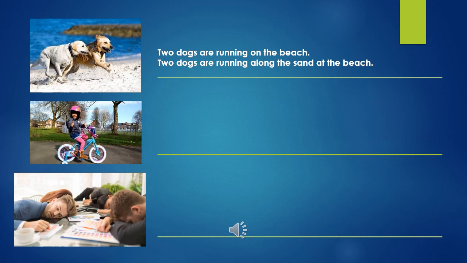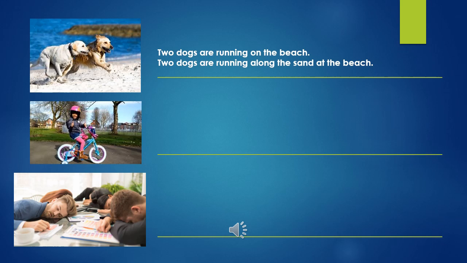So with one piece of information, two dogs are running on the beach, that would be fine. And if you want to add another piece of information, in this case, where exactly are they running at the beach? And then you could add two dogs are running along the sand at the beach.